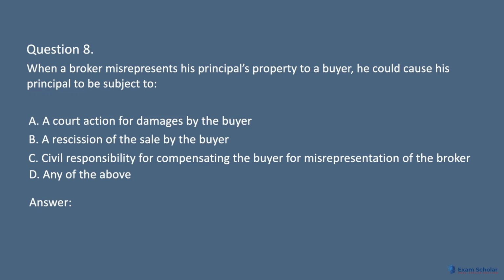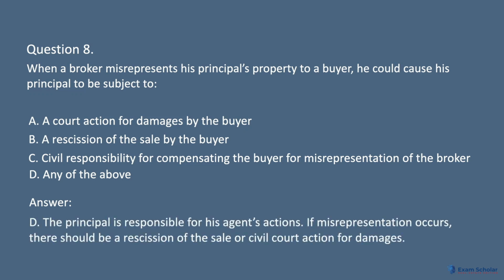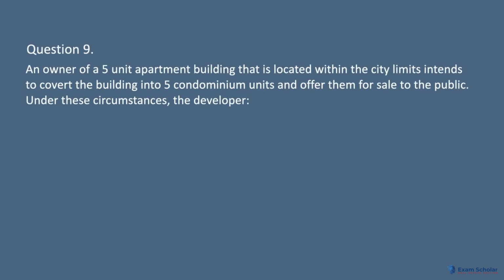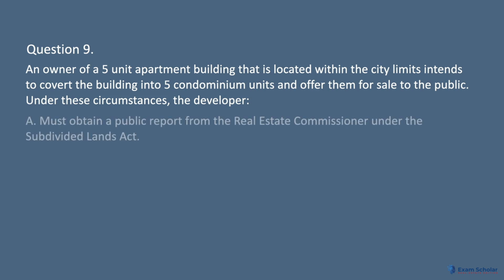Answer: D. The principal is responsible for his agent's actions. If misrepresentation occurs, there should be a rescission of the sale or civil court action for damages. Question 9. An owner of a 5-unit apartment building that is located within the city limits intends to convert the building into 5 condominium units and offer them for sale to the public. Under these circumstances, the developer A. must obtain a public report from the Real Estate Commissioner under the Subdivided Lands Act.